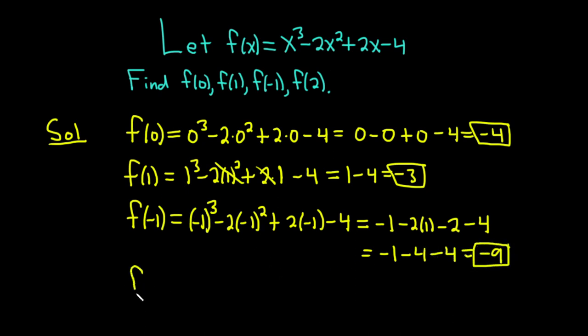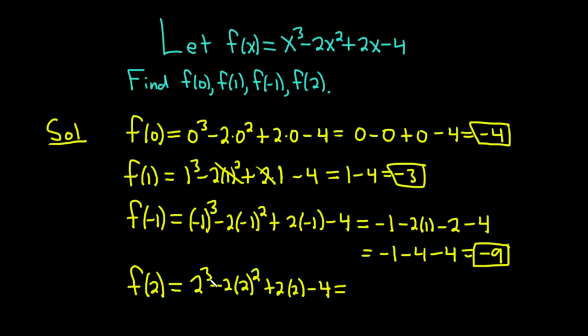And lastly, we have f of 2, which means we want to evaluate our function f at the x value 2. So we replace all of the x's with 2's this time. So this is 2 cubed minus 2 times 2 squared plus 2 times 2 minus 4. Again, just carefully replacing all of our x's with 2's.